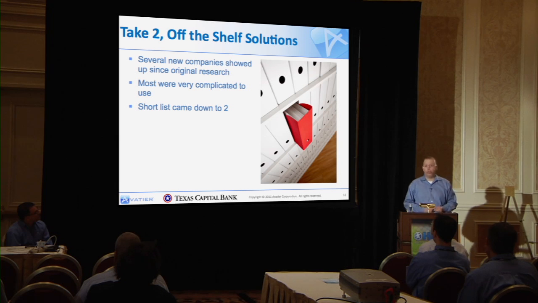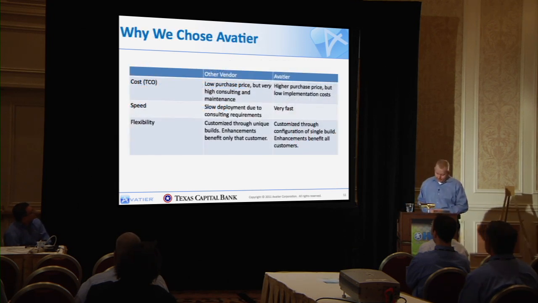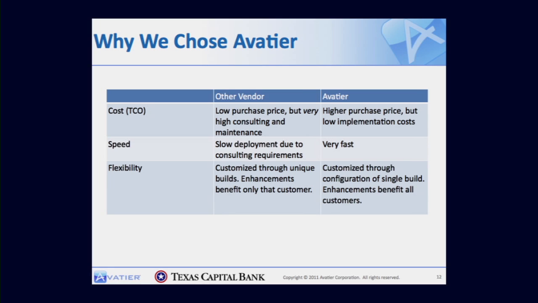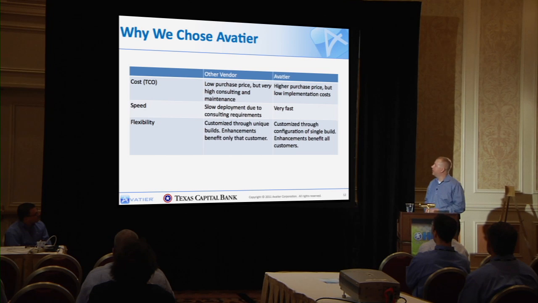It came down to only 2 products. One by a company called Avatier, and one by another. We liked the fact that Avatier supported only one build and did not have unique configurations per company. The product was flexible enough that you could turn features on and off as you desired to make them fit your industry's need. We also liked the fact that if an enhancement was made to the product, all of their customers benefited from it, instead of just one particular customer that paid for that enhancement in their unique build. In the end, we selected Avatier as our user provisioning system.